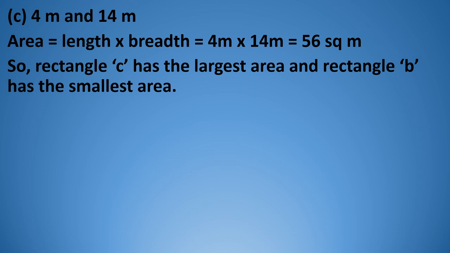Now see, rectangle A has area 54 square meter. Rectangle B has area 51 square meter. Rectangle C has its area 56 square meter. Now which rectangle has the largest area? It is rectangle C. And which rectangle has smallest area? Rectangle B. So we will write down now answer. So rectangle C has the largest area and rectangle B has the smallest area.